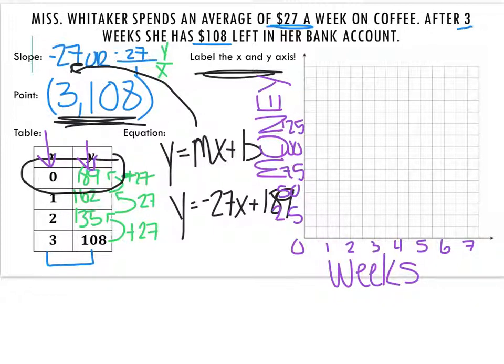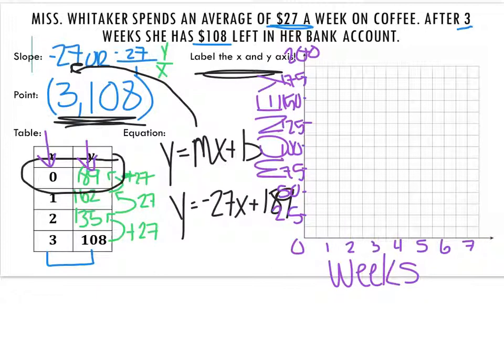125. 150. 175. And then 200. I think that worked. So this is 25, 50, 75, 100, 125, 150, 175, and then 200 will be up there. Perfect. Okay, let's graph what we have.